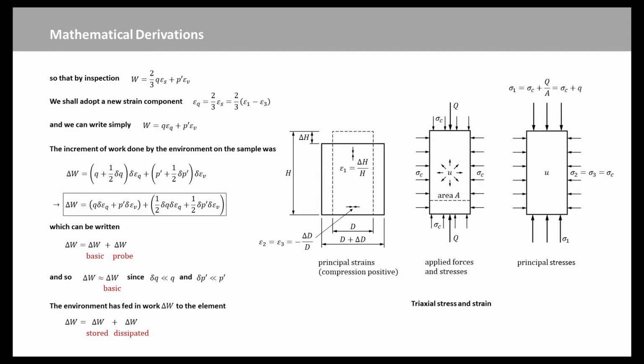The environment has fed in work delta W to the element. The element must have stored some energy and dissipated some energy as heat. Elastic systems store energy, various plastic systems dissipate it. In order to make progress, it is necessary to come to a fairly simple and crude decision regarding the storage and dissipation of energy in the sample.